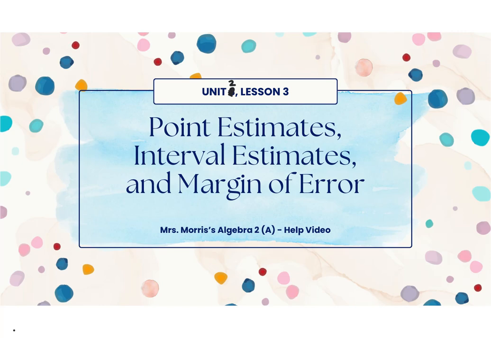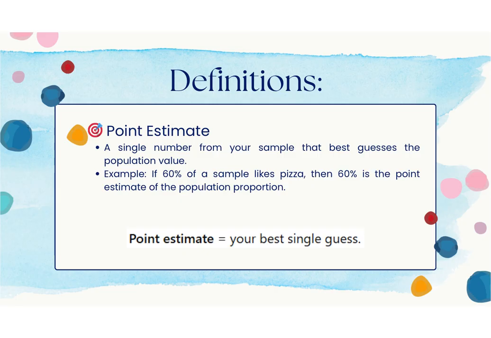The next help video is on Unit 2, Lesson 3 of Algebra 2A. It is on point estimates, interval estimates, and margin of error. Before we get rolling on our practice problems, it's probably important that you understand the vocabulary that you're going to see. A point estimate is a single number from your sample that best guesses the population value.